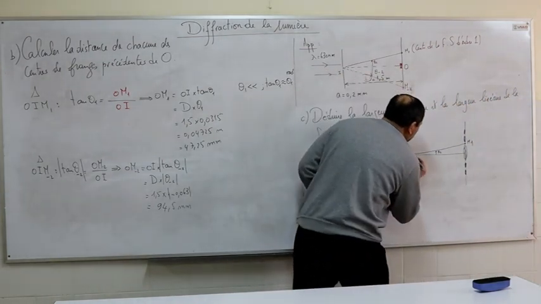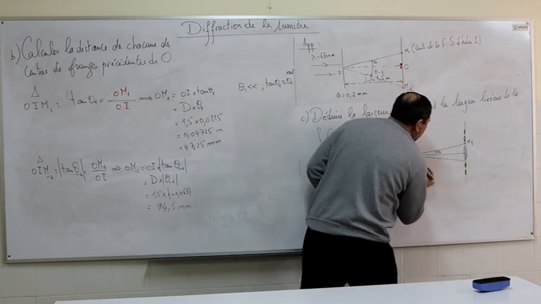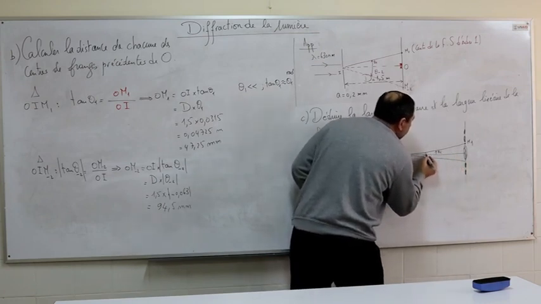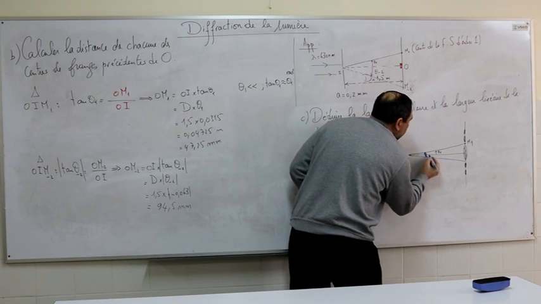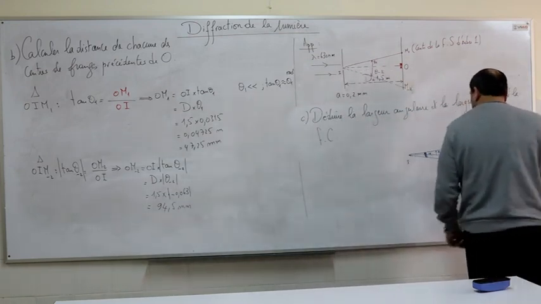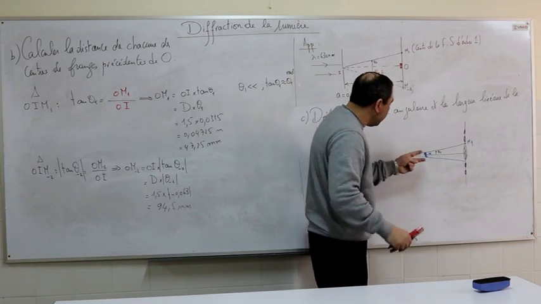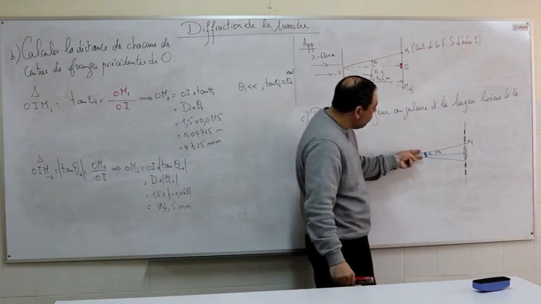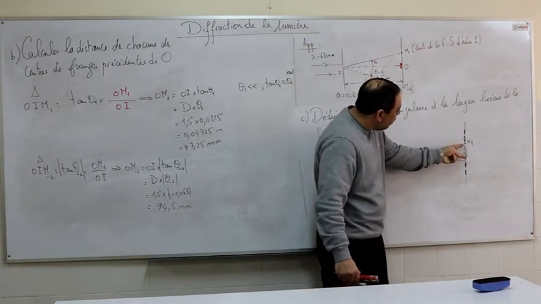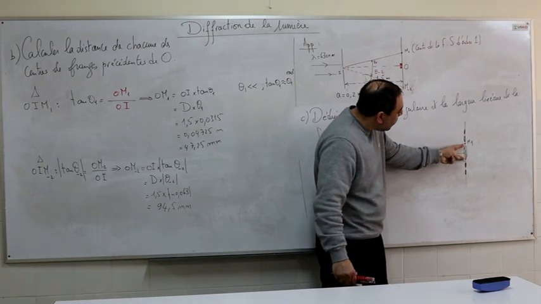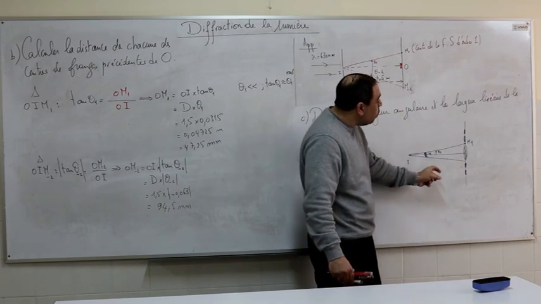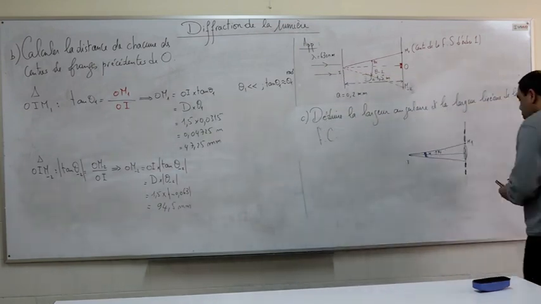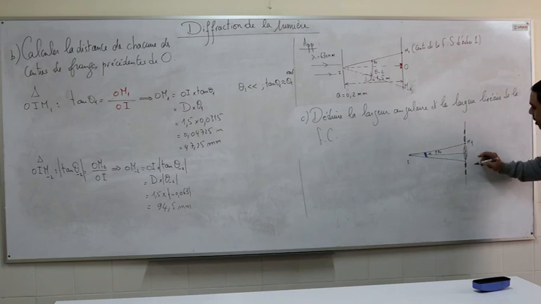The angular width of the central fringe is the angle alpha. This angle is between these two rays that surround the central fringe, or it is between the rays reaching the dark fringes M negative 1 and M1. The central fringe is bounded between the dark fringes of orders 1 and negative 1.